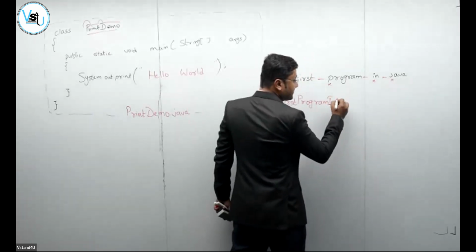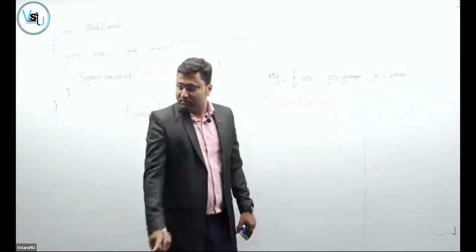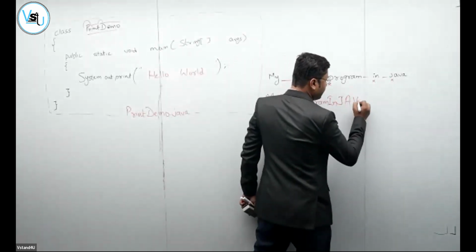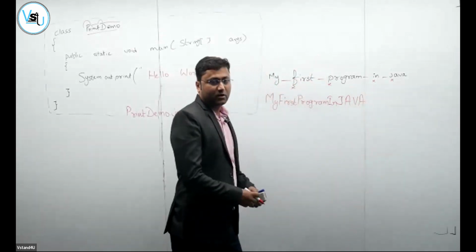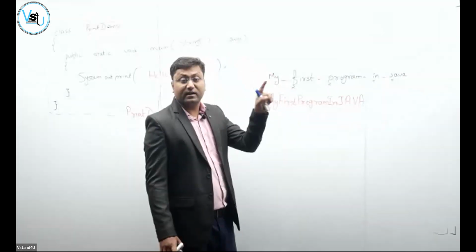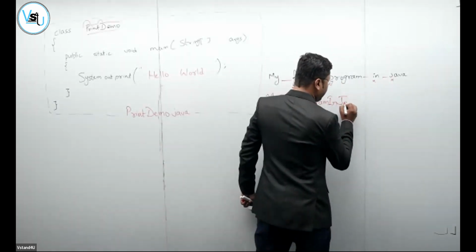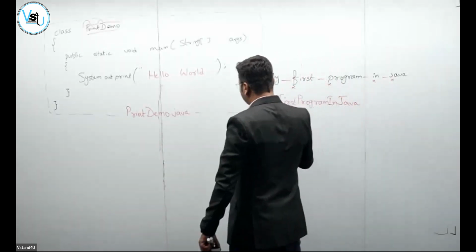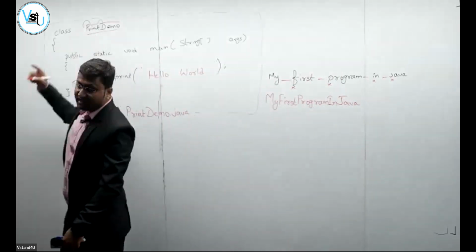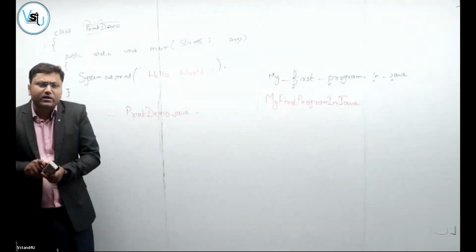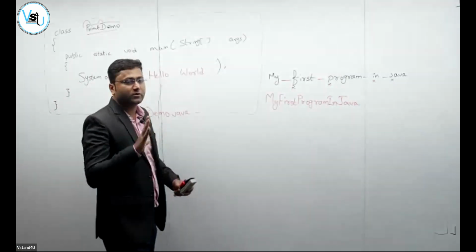Then Java also capital, J capital. Or can I write it this way? No, this is not a recommended approach. Only the first letter should be in uppercase, the remaining should be in lowercase. Am I right? So I can say this should be the name of my class as well as the file name. Am I clear? Why like this? Whatever is the class name, the same name you have to save.